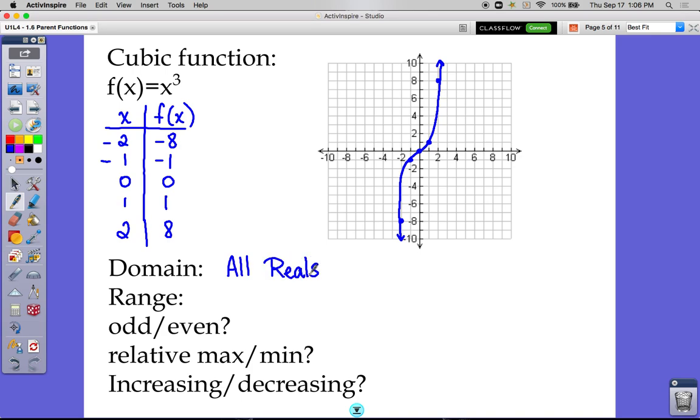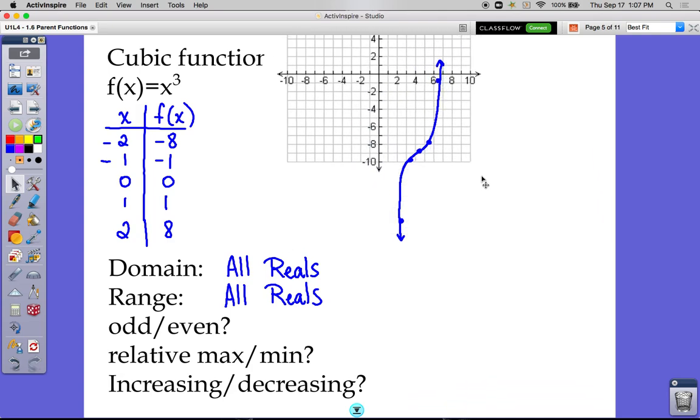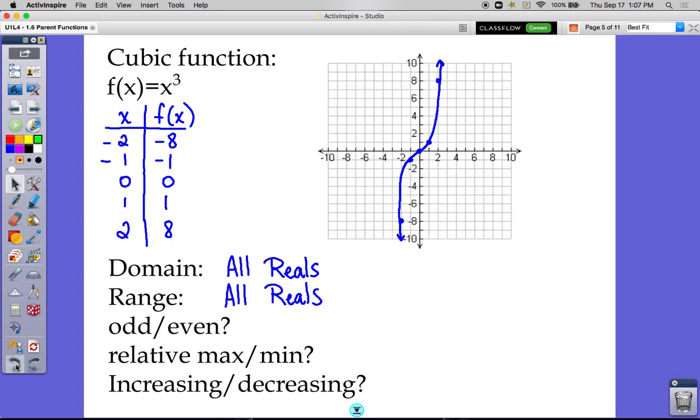The range, look at the lowest y value, look at the highest y value. Well, it's all of them. Is this odd or even? If I fold it over the y-axis, it's not going to match. So the other option I have is, well, let's turn ourselves upside down. Let's not move the graph. Let's try to turn upside down, see what happens.